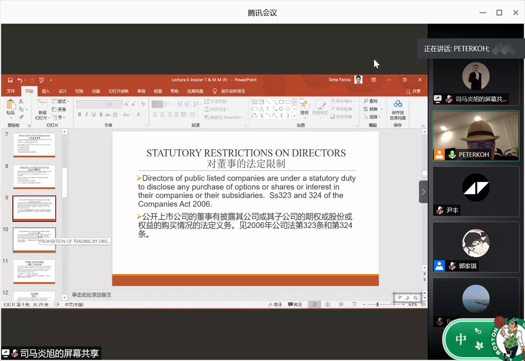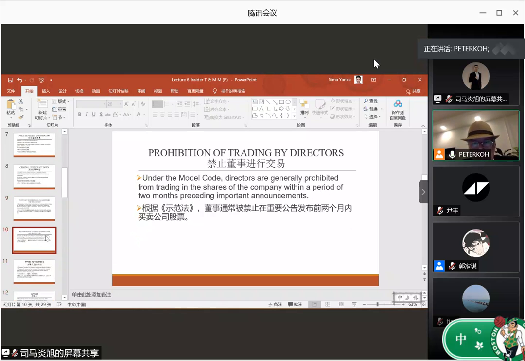Okay, now come to prohibitions of directors. Number 9. In England, there is the model law. The model law is the model code. Model code is not legislation, it's something to govern trading by directors. Model code consists of 法规. Directors are generally prohibited from trading in the shares of the company within a period of 2 months preceding important announcement. Right? You can see here that, wow, 公司发布前2个月内 anything to do with news, they are not allowed to buy or sell shares, right?